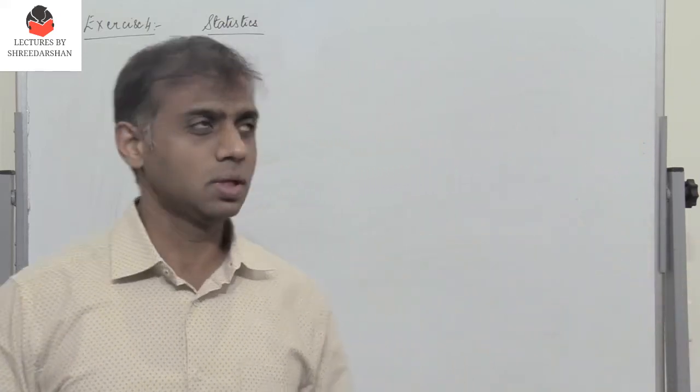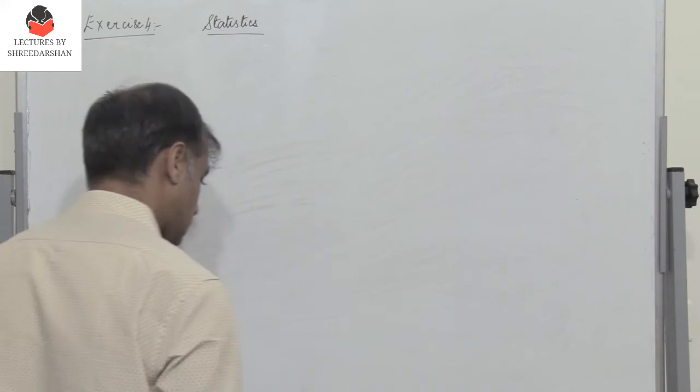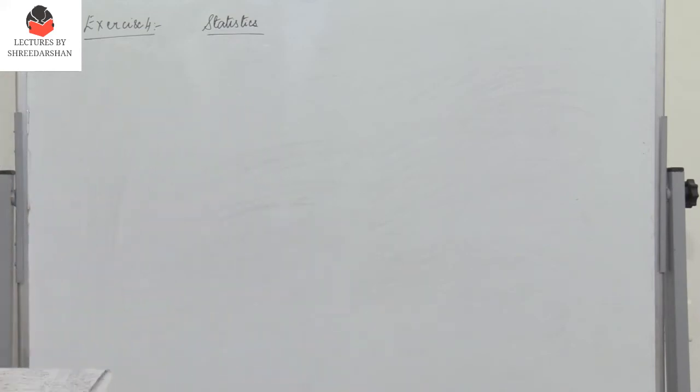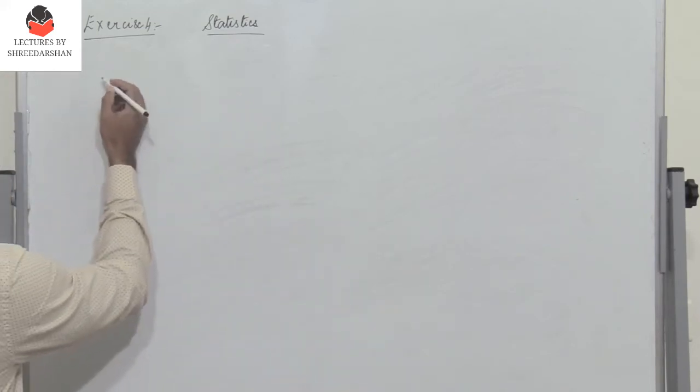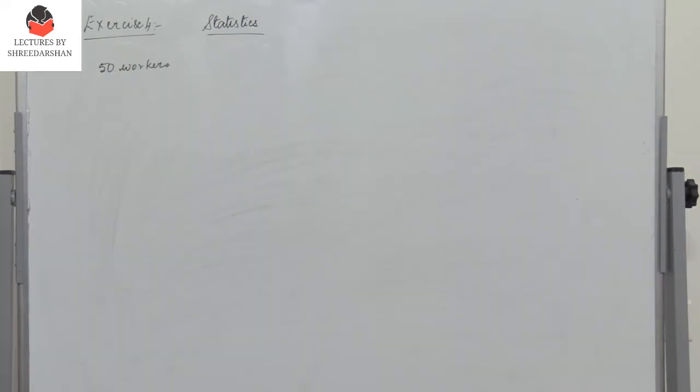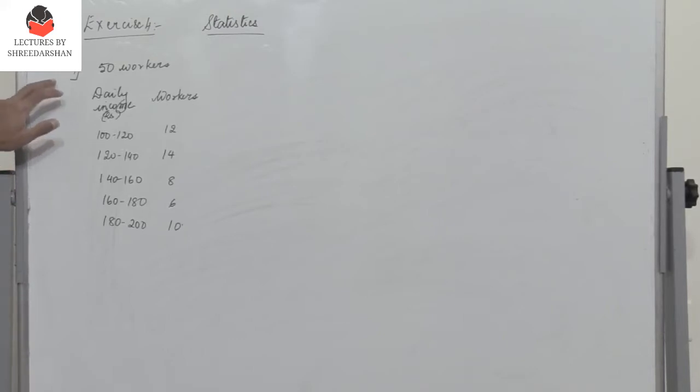They're very simple. The first problem states that the distribution gives the daily income of 50 workers of a factory. So in the first problem there are 50 workers, and the daily income of these workers has been given. This is a distribution table here.